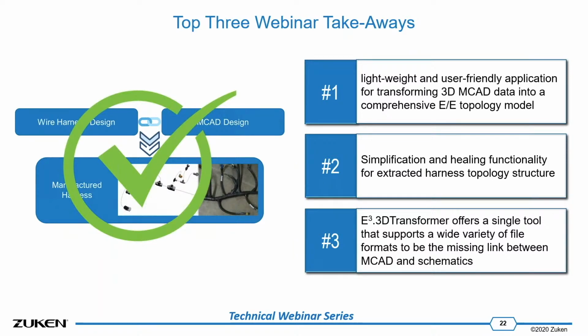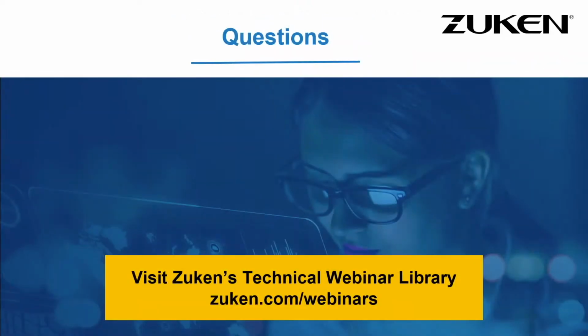Some of these, like we talked about, are CATIA, NX, SolidWorks, Autodesk Inventor, Creo, et cetera. These are just a long list of formats that are accepted into this tool. So I think this is one big takeaway: this is the missing link between the schematics and the MCAD engineer. So that's the last part that I have. I think we can leave some time at the end, like we talked about, for some questions.